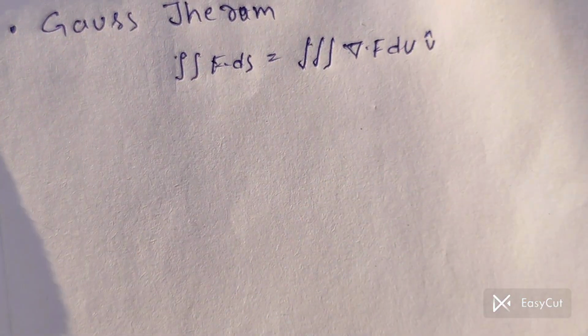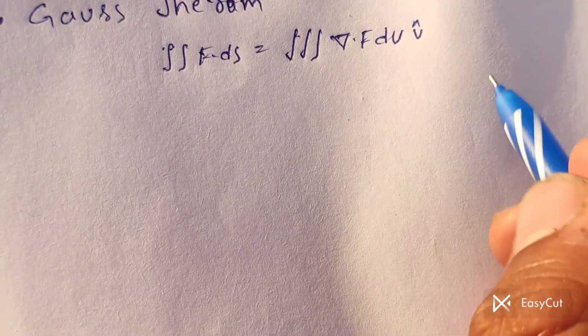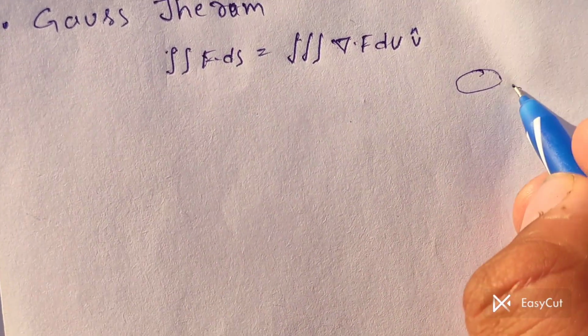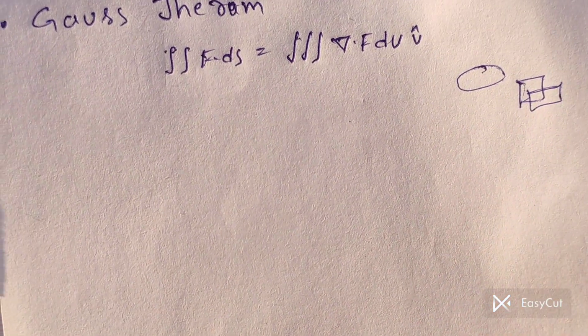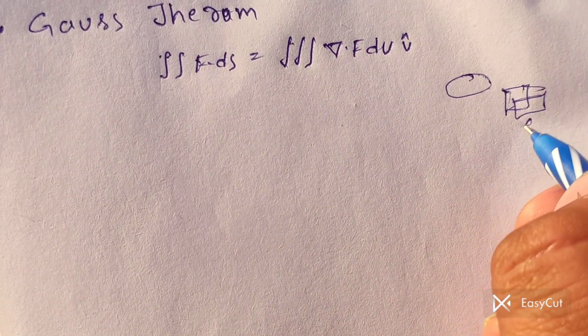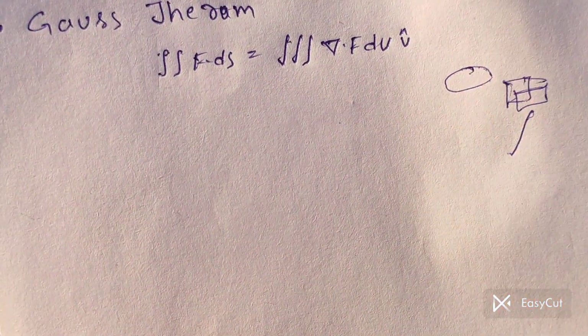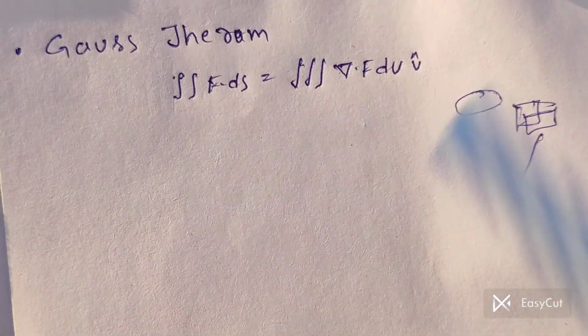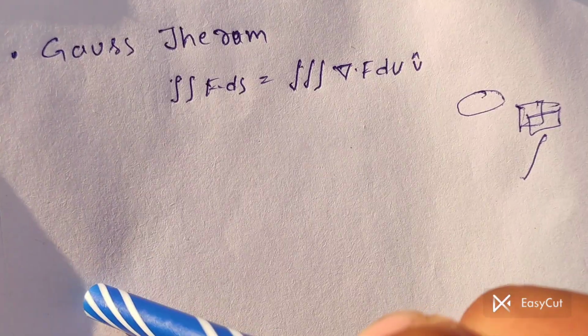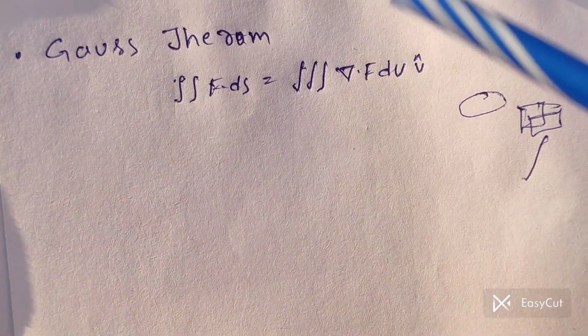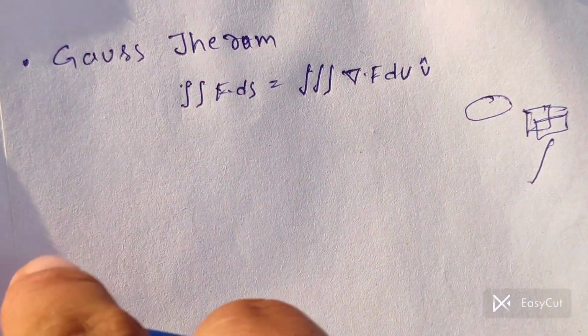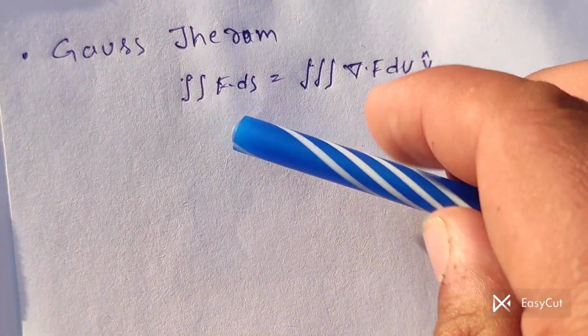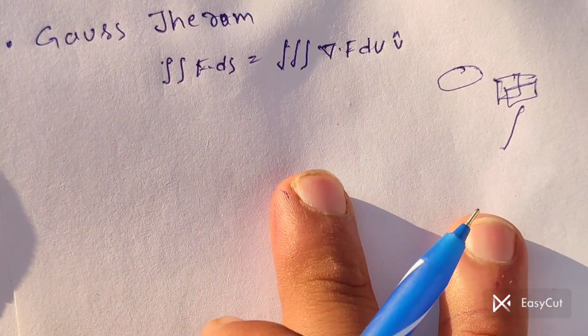The surface integral means we integrate over the surface, and the volume integral means we integrate over the volume. A linear integral is along a line, but a surface integral simply integrates by length and by height. For a volume, we integrate using the volume integral. This is the overall meaning of the Gauss theorem.